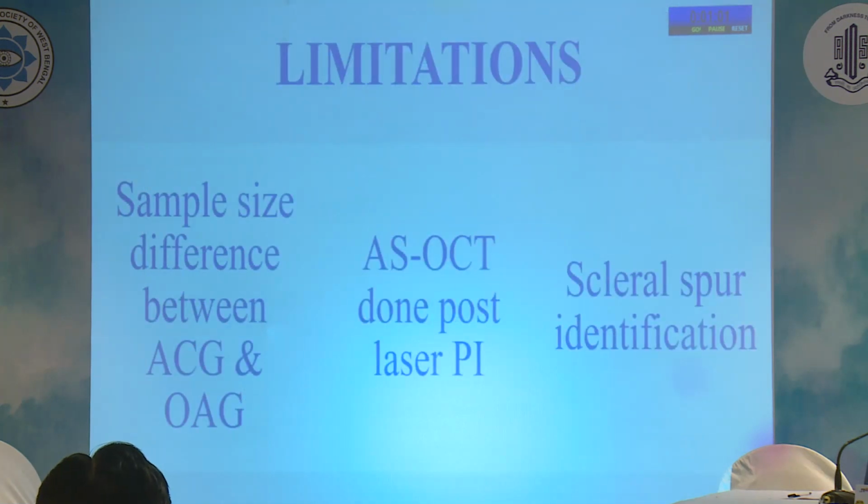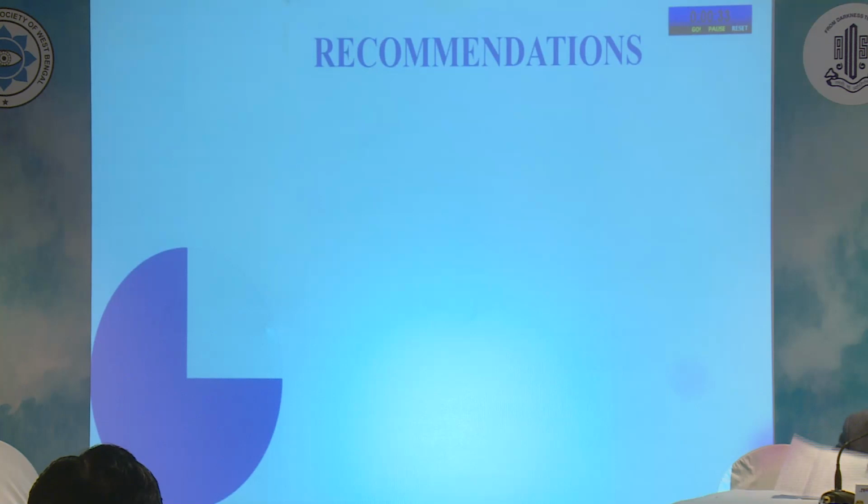The limitations of our study included that there was a significant difference in sample size, that is 81 eyes of ACG and 32 of OAG, which can produce a bias. Then all of our ASOCT of angle closure was done post-PI. So in our future study, we plan on doing ASOCT in angle closure pre-PI for better parameters. And in ASOCT, as we all know, we need to manually identify the scleral spur, which leads to various biases in identifying the scans.